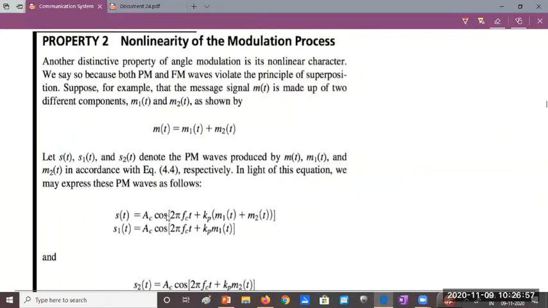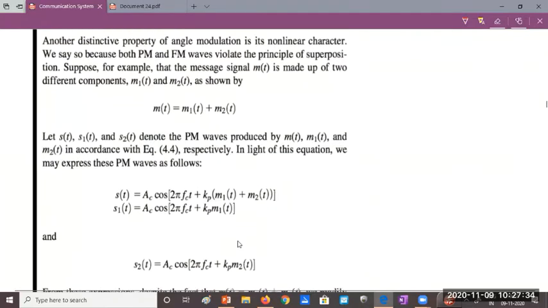This S of t represents the phase modulated signal, obtained by substituting m of t, which is m1 plus m2, as the message. So I'm going to get Ac cos 2 pi fct plus kp times m1 of t plus m2 of t. Now, if I have to prove linearity, I take the individual messages and find the phase modulated signal. When m1 alone was the message, the phase modulated signal would be Ac cos 2 pi fct plus kp m1 of t.